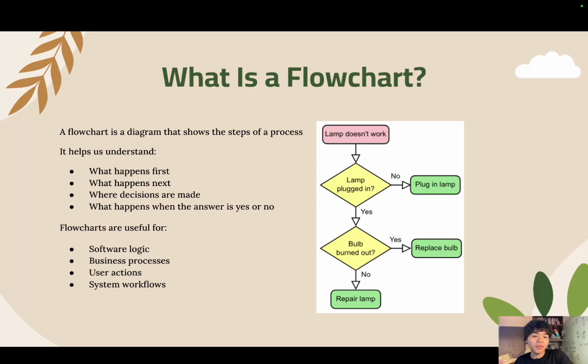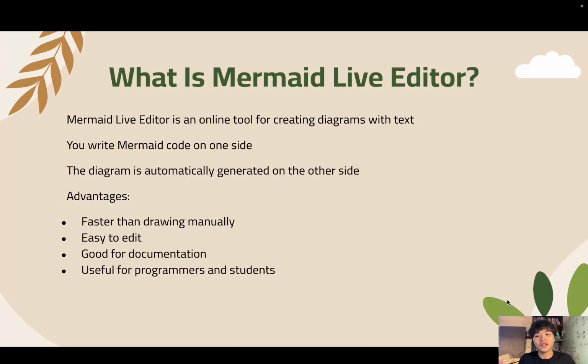So this is an example of a flowchart. In this case, it's just a repairing the lamp process, but a similar flowchart would look pretty much like this. And of course, it is very useful for software logic, especially when you code. An application or a website is always a logical process of how things work. Also, business processes, user actions, and system workflows.